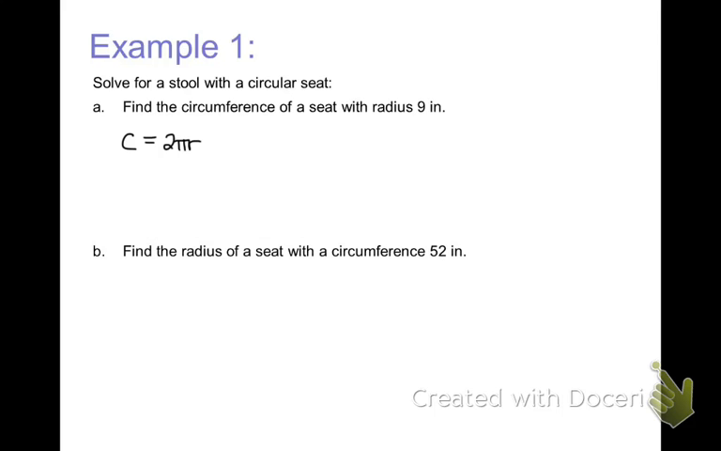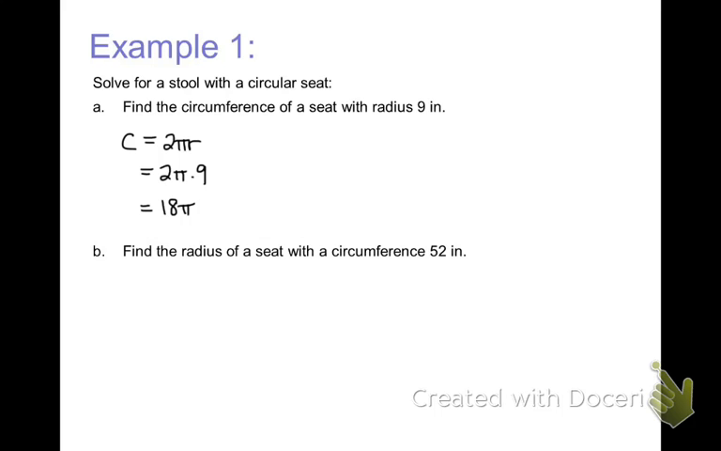You could do the diameter instead. Yeah, you can, as long as you drop the 2. In this case, though, we're given the radius, so we would use 2 times pi times 9, right? Which equals 18 pi.